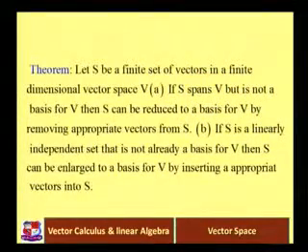Here is the theorem. Let S be a finite set of vectors in a finite dimensional vector space V. If S spans V but is not a basis for V, then S can be reduced to a basis for V by removing appropriate vectors from S. And the second statement is, if S is a linearly independent set but is not a basis for V, then S can be enlarged to a basis for V by inserting appropriate vectors into S. We will use this theorem to solve some very good examples, but we will see them next time.